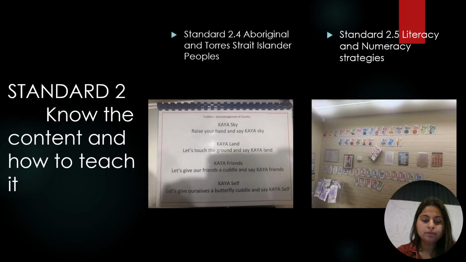Standard 2 is that everyone pays respect to Noongar people on a daily basis by acknowledging them. What I do on a daily basis is use Kaya Sky as a song and a rhyme for the children, which creates curiosity among children to learn more. There are so many other ways to pay respect to the traditional owners of the land, such as setting up an environment in the room where children can have access to Aboriginal symbols.